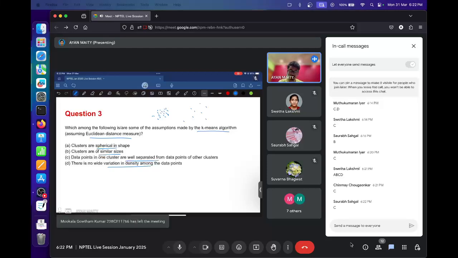Chinmay Chogankar says option C. Saurabh Sehgal says option C. Okay.